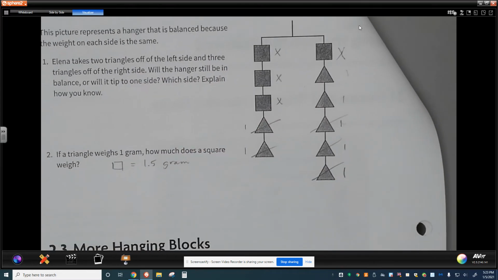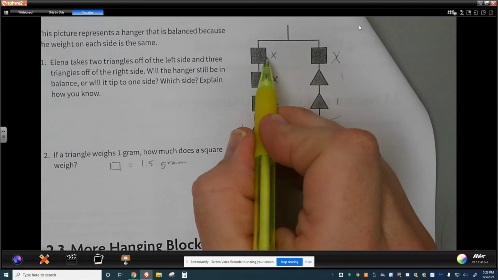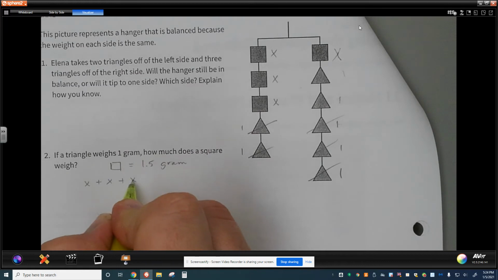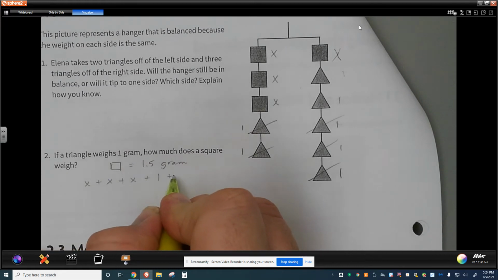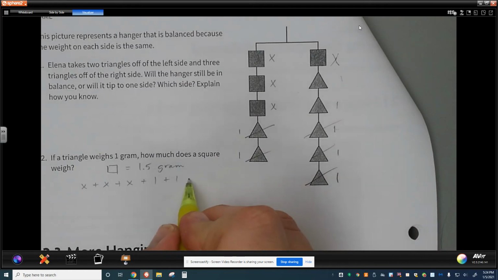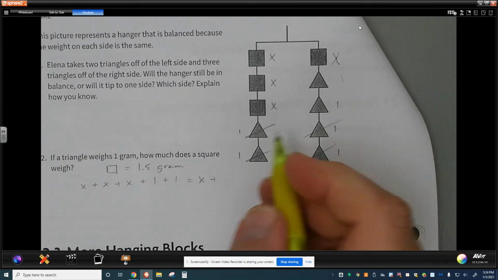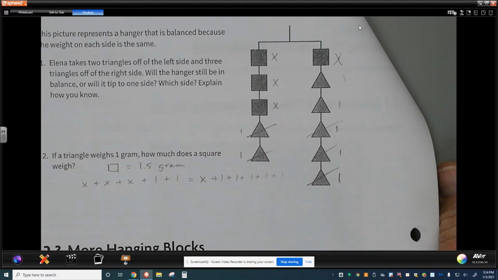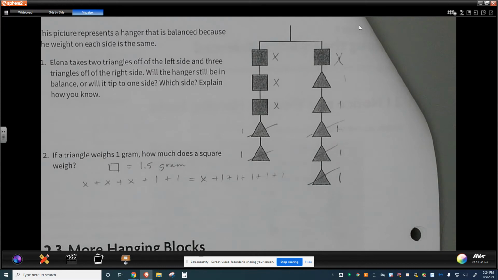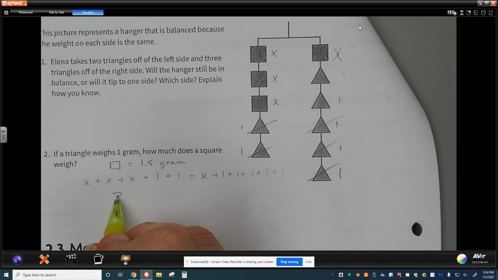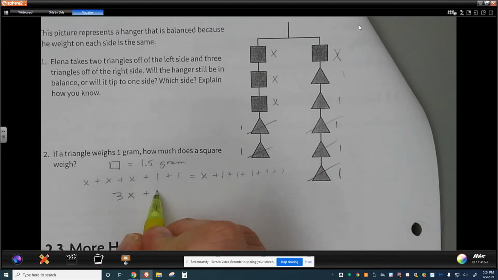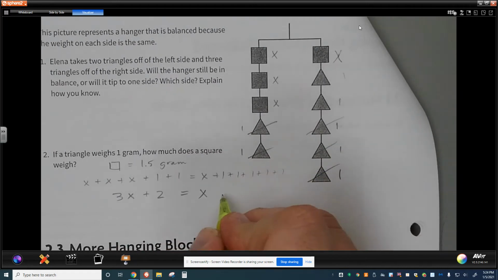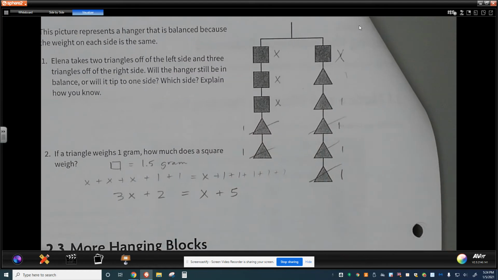The other way that I'm talking about doing this is we can write an equation. If we look over here, that's 1x plus 1x plus 1x. So we have x plus x plus x plus 1 plus 1, because the triangles are all equal to 1. And then on the right side, we have x plus 1 five times. Now, it's kind of silly to write an equation like that. I know that you're thinking, why didn't you just write it like this: 3x plus 2 for the triangles is equal to 1x plus 5 for the triangles, and you would be absolutely right.